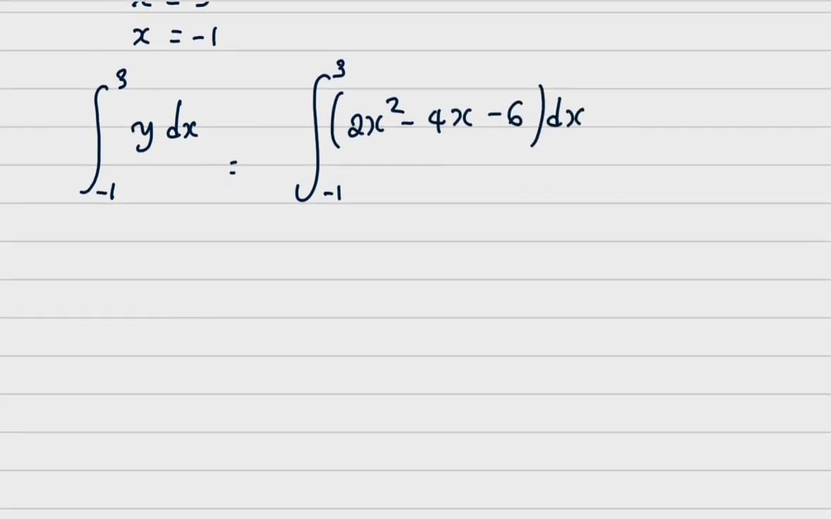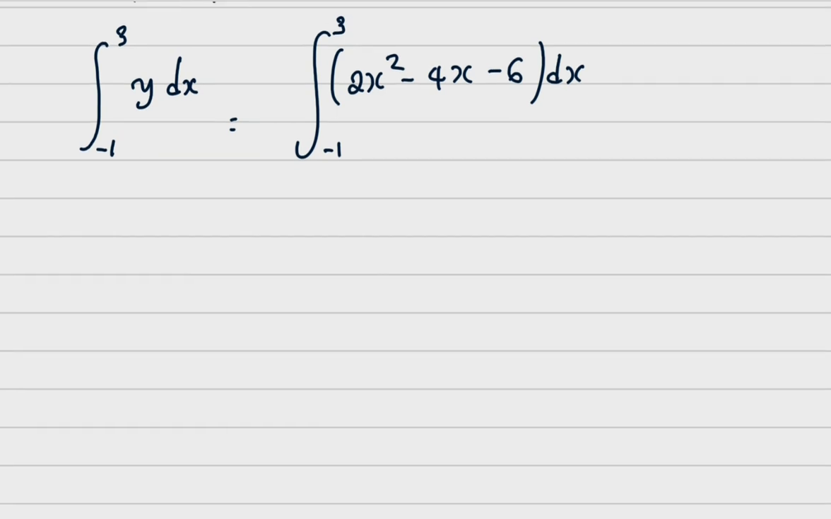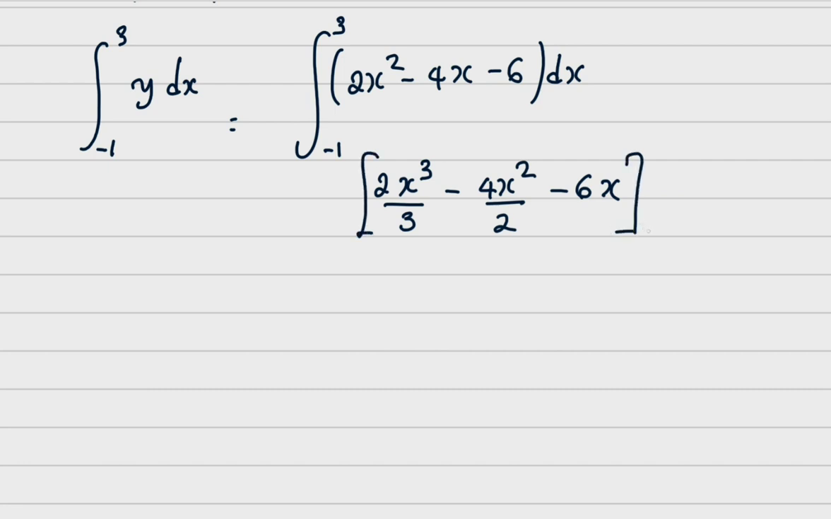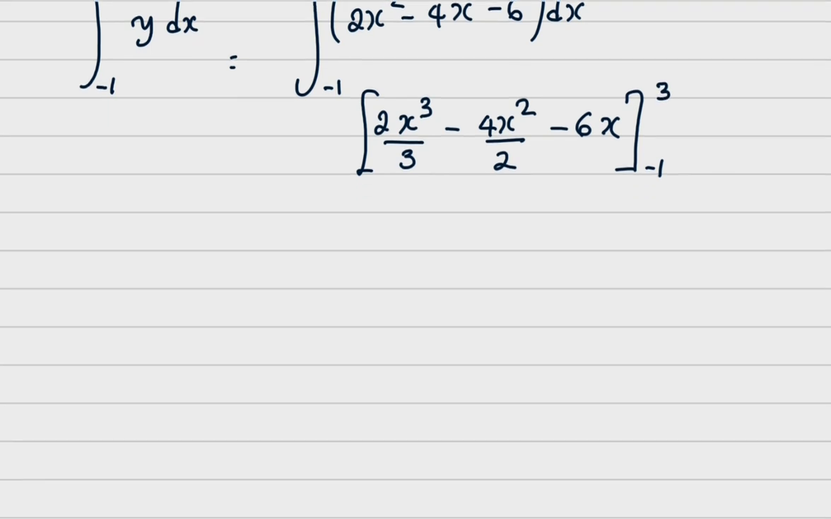Now, having this, to integrate, I've showed you how to integrate from the beginning. So this will be 2x raised to the power 3 all over 3, then minus 4x squared over 2, then minus 6x. I've integrated already, but remember this is going to be from -1 to 3. Now, remember this is a definite integral problem, so I don't want to bring in the constant of integration because it will still cancel out.